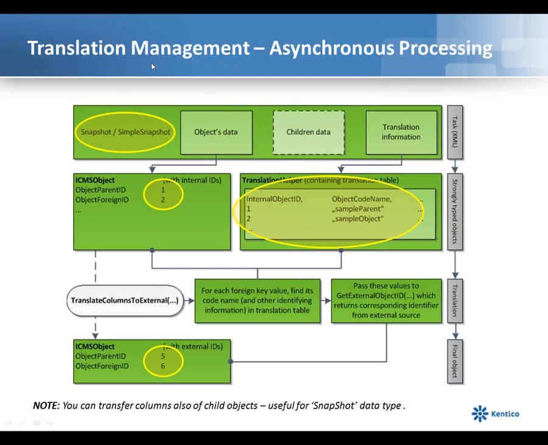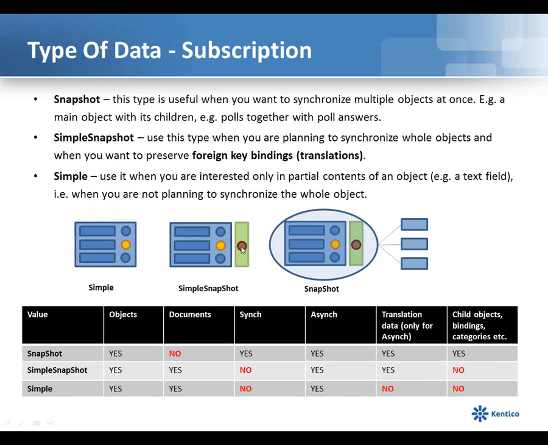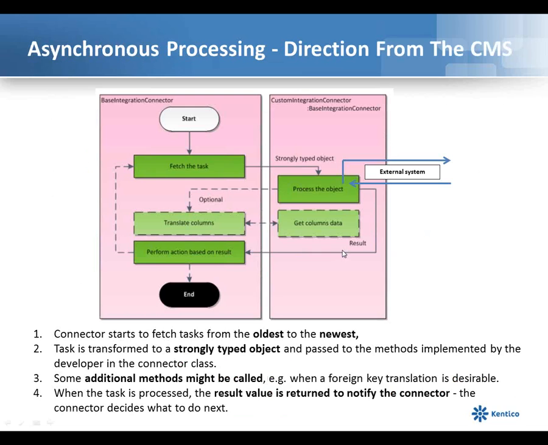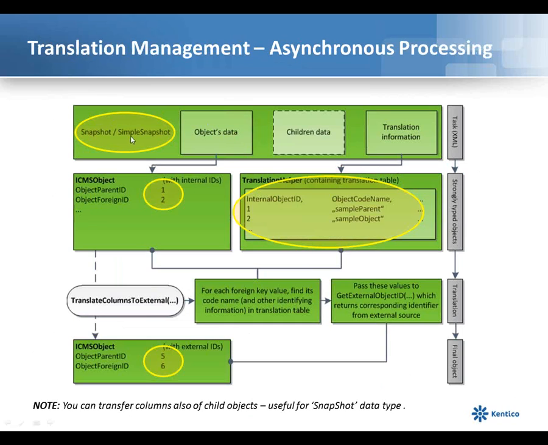So when you want to do the translation, let me get back here. So simple snapshot or snapshot, you do the translation of your foreign keys. In this case, what you have is simple snapshot or snapshot, one of these. So this is your object data. It could be whatever. You can imagine it could be a user, a role, document, etc. And those objects, they could have foreign keys. So foreign key to some parent object, which could be 1, foreign key to some other object, which could be 2. Now, what we give you is a translation table.